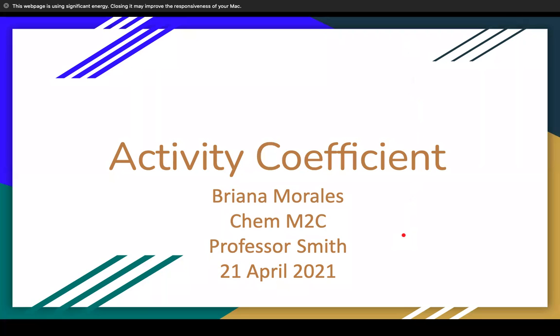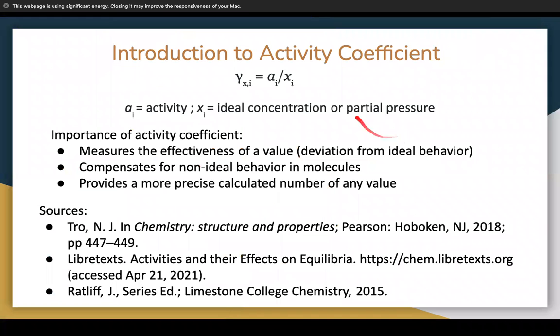And today I will be teaching you about the activity coefficient. So the activity coefficient is going to be represented by gamma, and it's going to equal the activity of species i divided by the ideal concentration or partial pressure of species i. You would use concentration when dealing with aqueous solutions and partial pressure when dealing with gases.